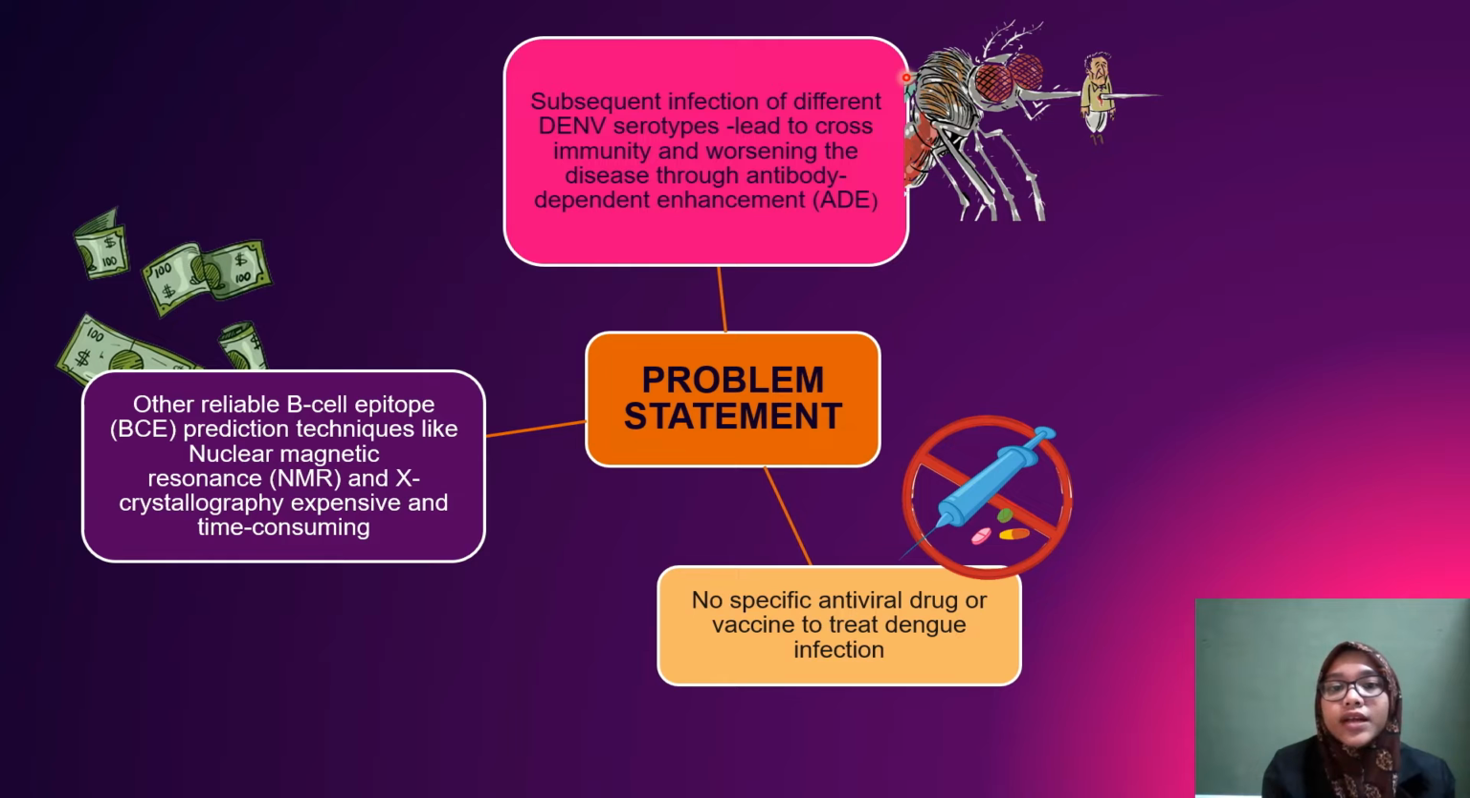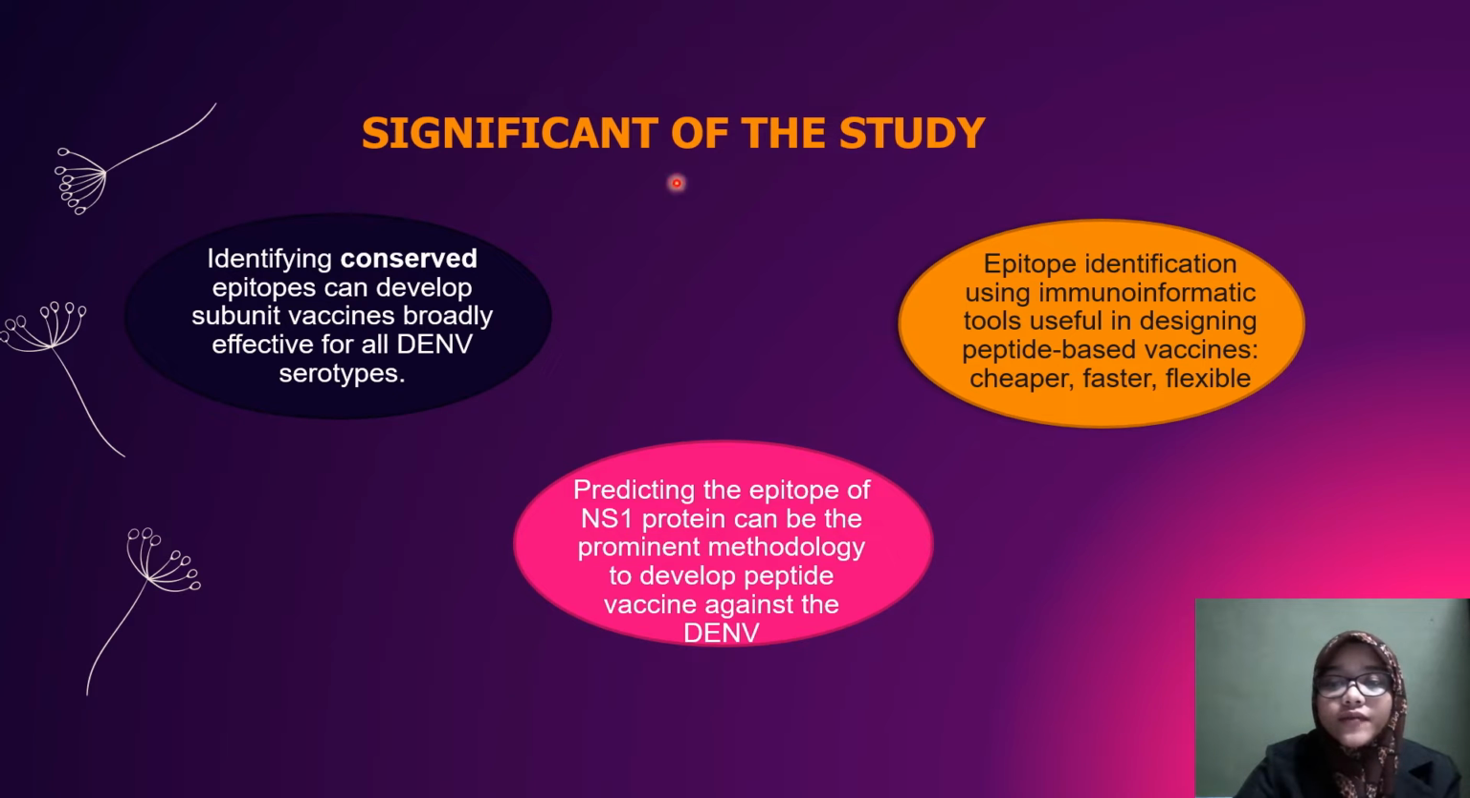So to construct a vaccine, we need to predict the epitope. However, other reliable B-cell epitope prediction techniques, such as nuclear magnetic resonance and X-ray crystallography, are very expensive and time-consuming. Move on to the significance of the study.